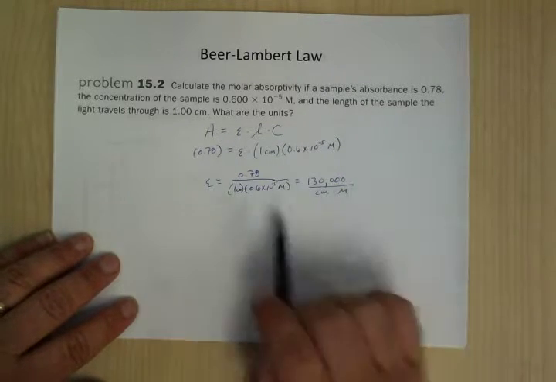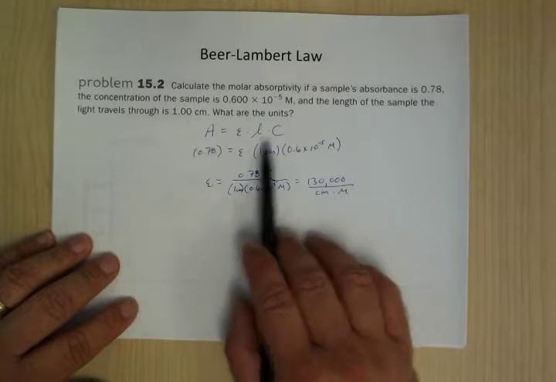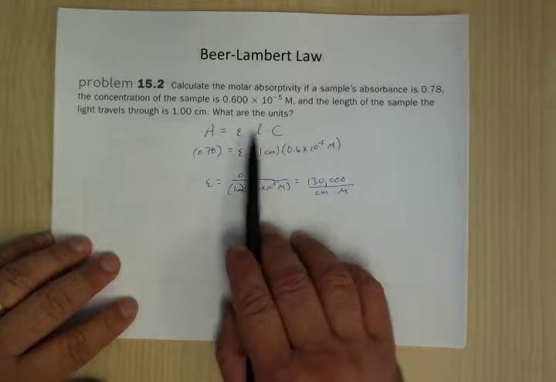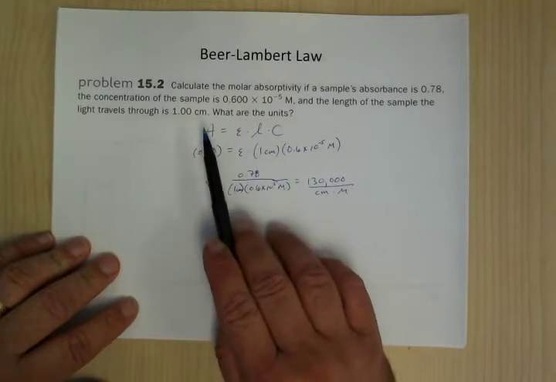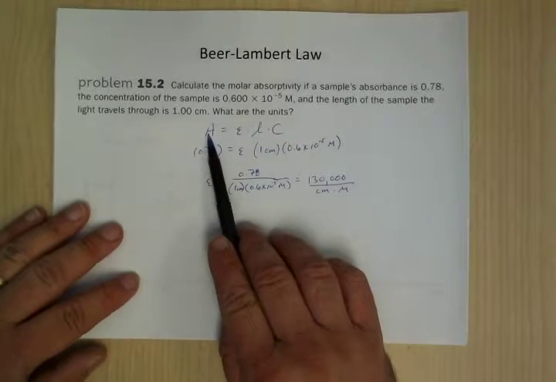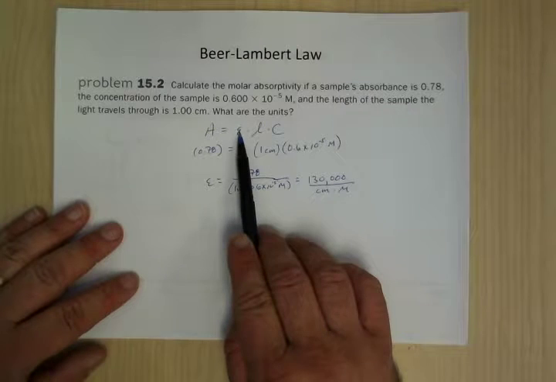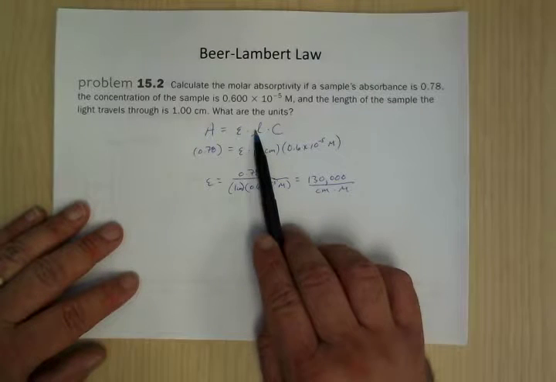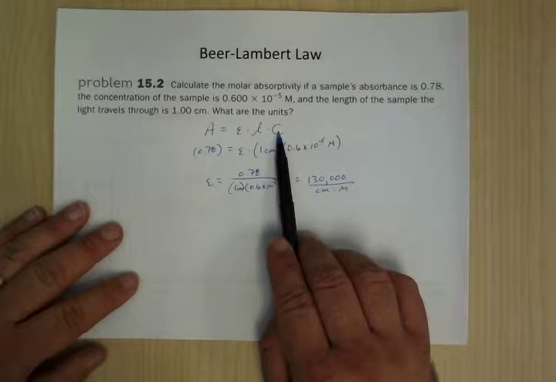Typically with these problems, I'm going to give you this formula. You don't need to use it. I'm going to give you 3 of these values and you've got to figure out the 4th. So if you know what the absorbance is, I can give you what the extinction coefficient is. I can give you what the path length is. You may have to calculate concentration.